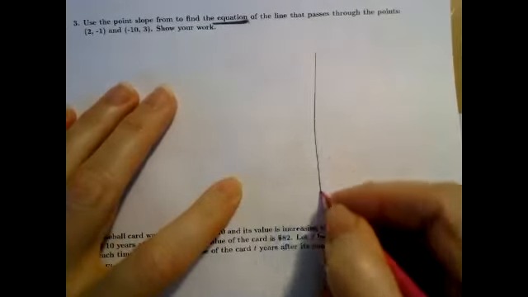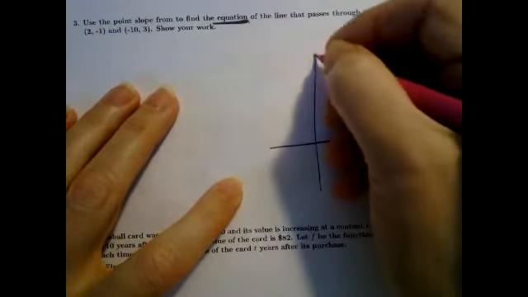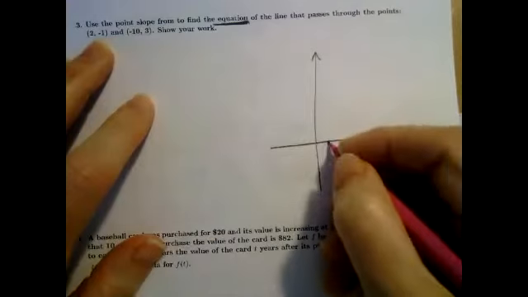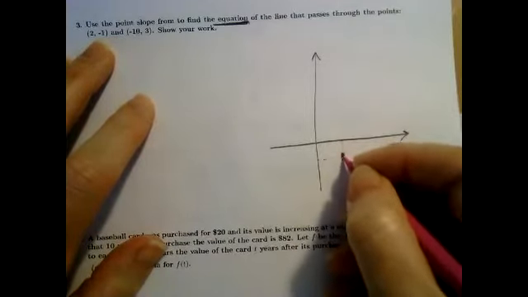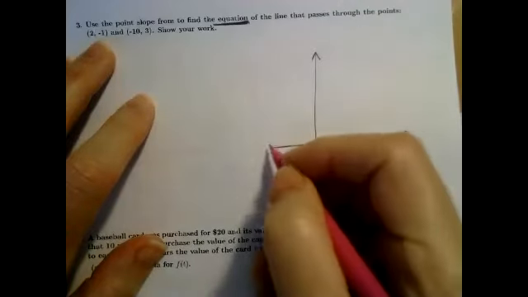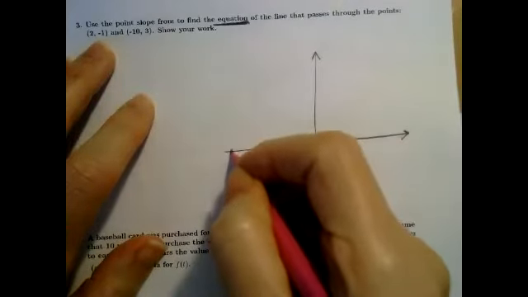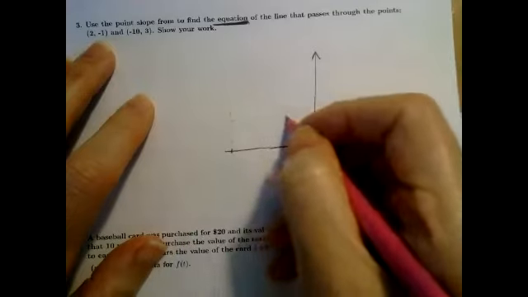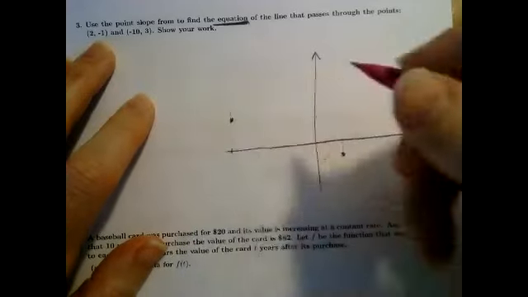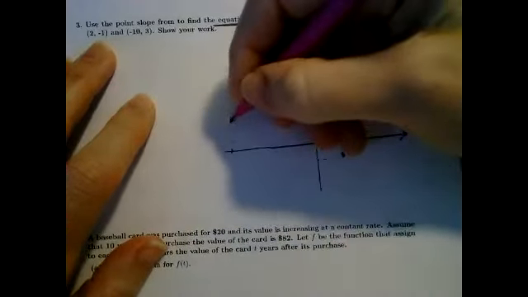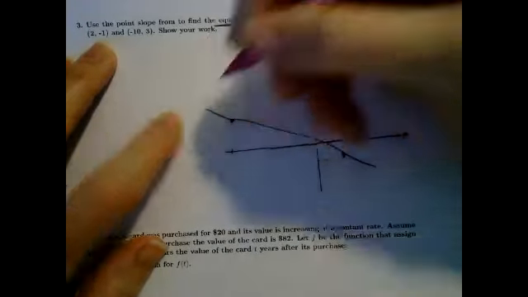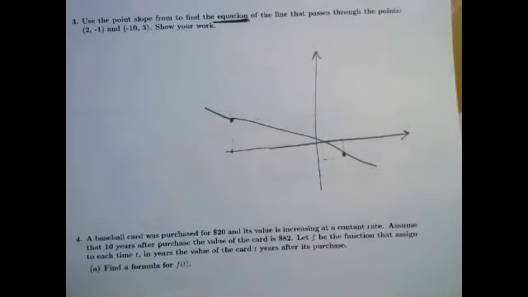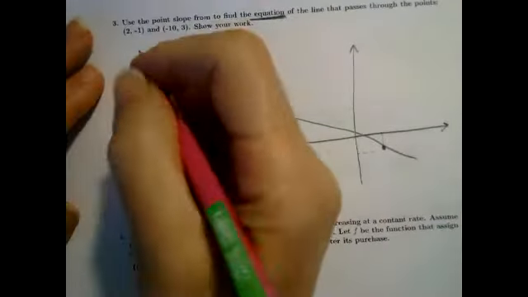So here I have a line. It goes through the point (2, -1). That's a point. And my other point is (-10, 3). So -10 should be somewhere here, and 3 should be somewhere here. So this is my line. Almost, I hope. Okay. Next time I will have a scale. Now we want to find the equation.